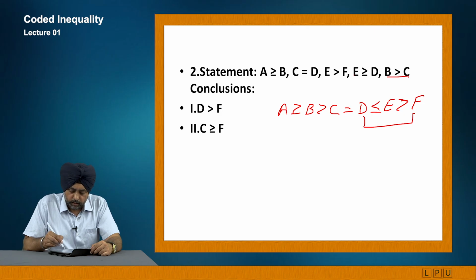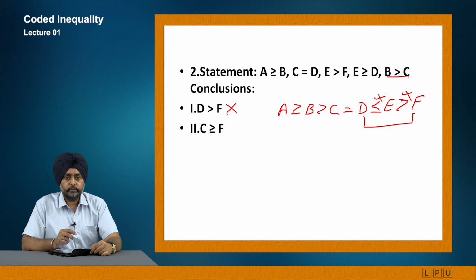Simply, the signs between D and F are reversed. This sign is towards right and this sign is towards left. The signs are reversed, so there cannot be any relationship between D and F. So first is false.